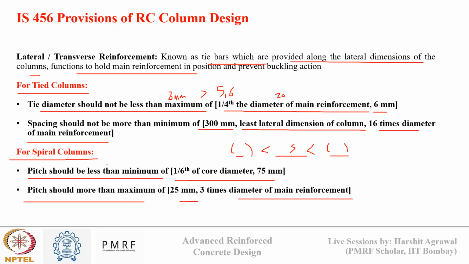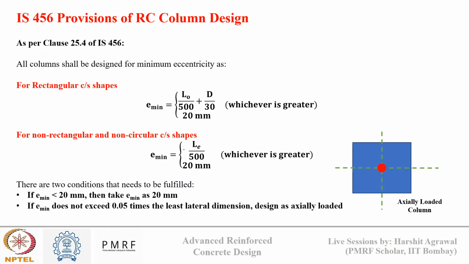Okay, and for diameter we can again use the same clause that is given for tied column. Okay, so generally, when we talk about column, we either provide 8 mm tie bars or 10 mm tie bars. These are generally what we use for transverse reinforcement.